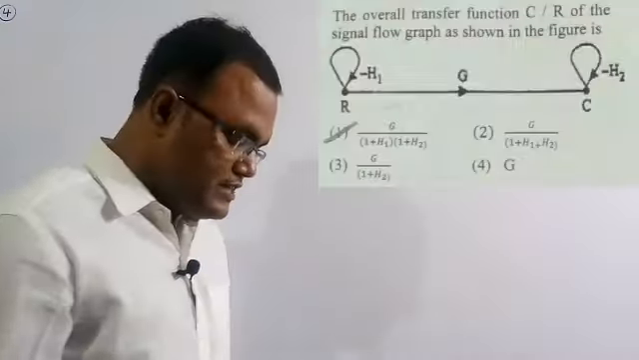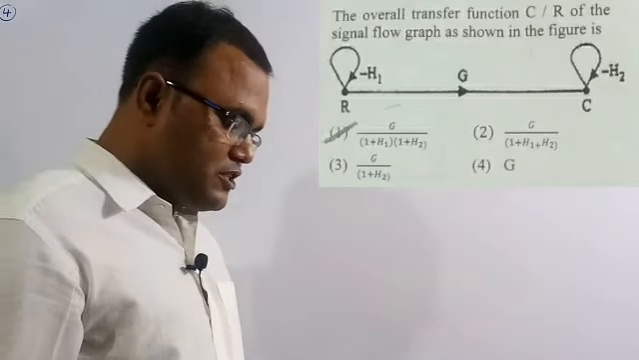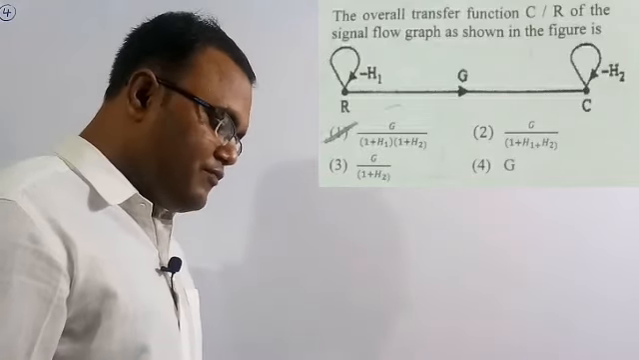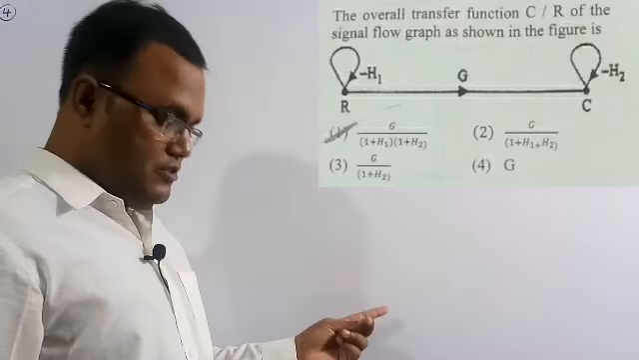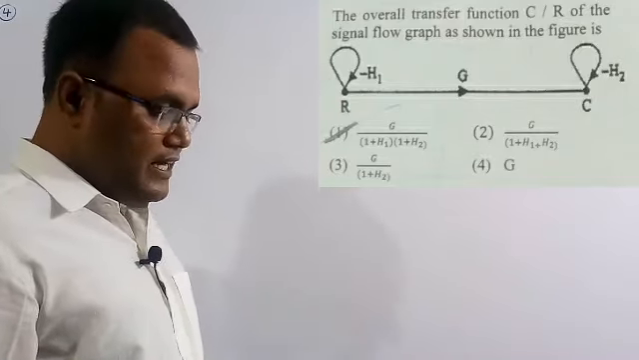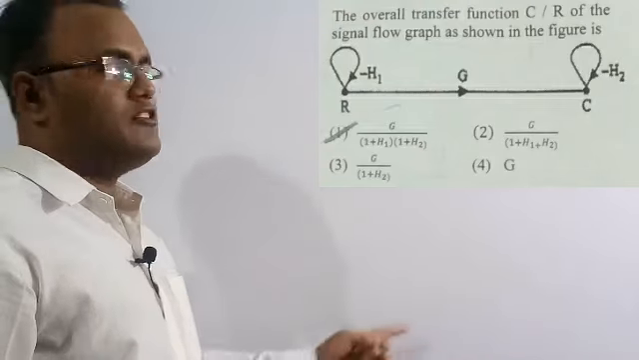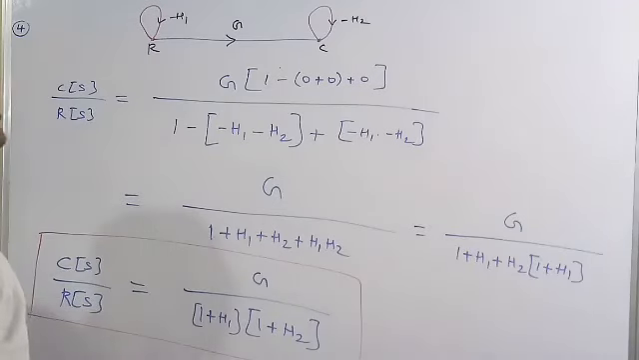So now we are going to solve the fourth question. See the question here. The question says: the overall transfer function C by R of the signal flow graph as shown in the figure is. So here, out of 4 options, the first option is the correct answer for this question. So let's solve this numerical. This is a signal flow graph which is given in the question.